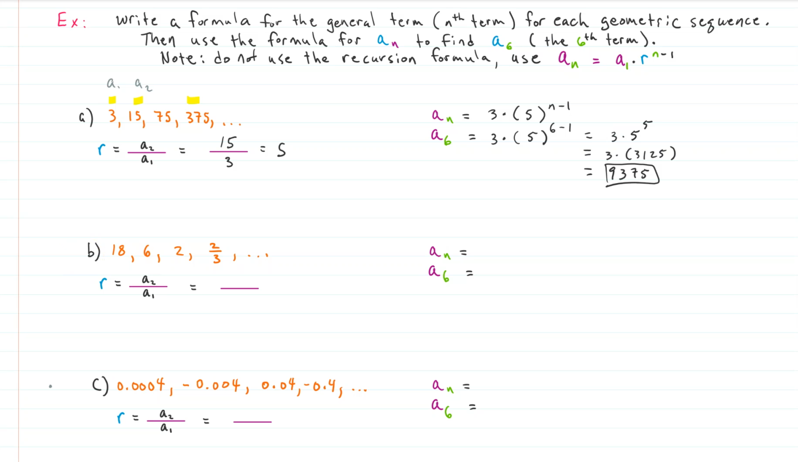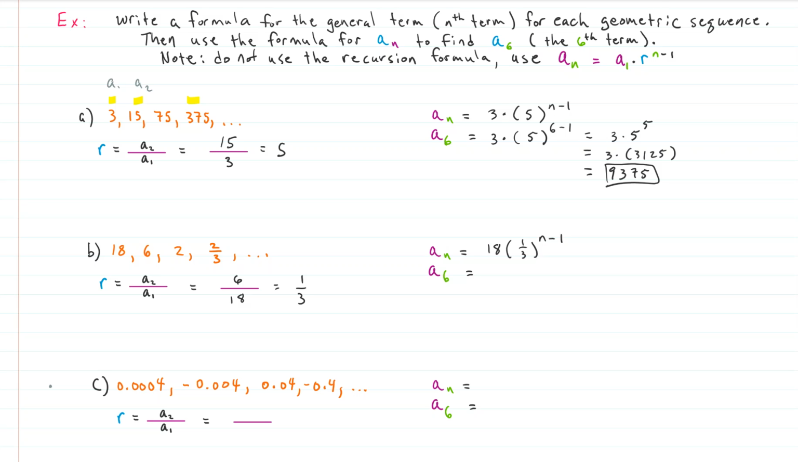The sequence in B is 18, 6, 2, 2/3, and so on. So we can find the common ratio, which is what we need to do first. First off, a sub 2, or the second term, is 6, and the first term is 18. So 6 divided by 18 gives us 1/3. So 1/3 is our common ratio. We can find our general term then by taking the first term, which is 18. We multiply by the common ratio, which is 1/3, raised to the n minus 1.